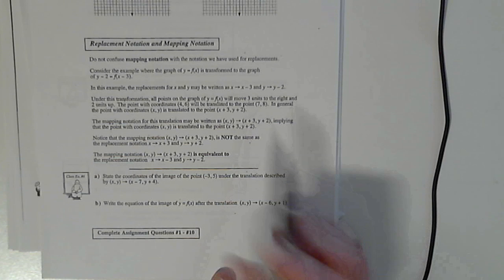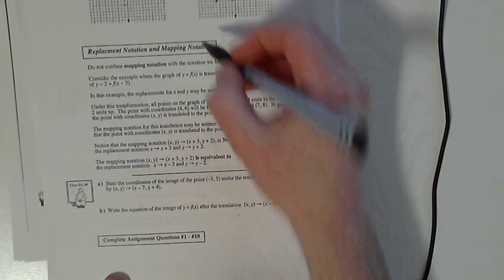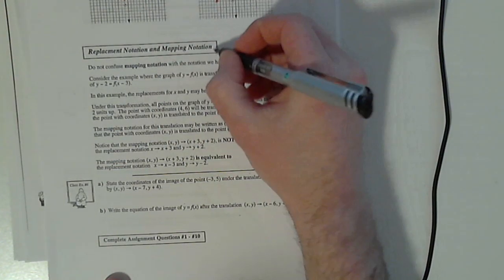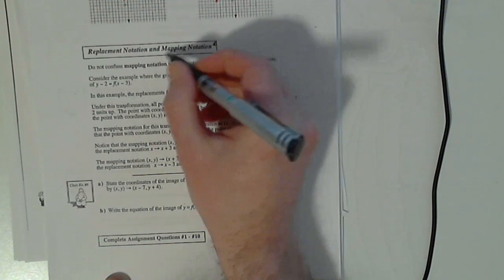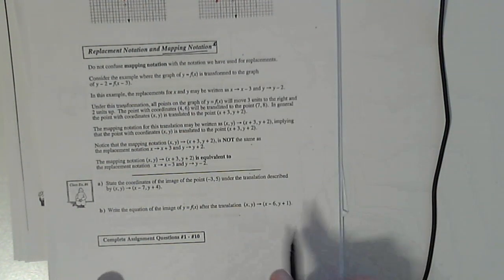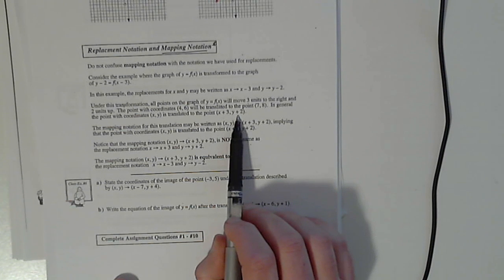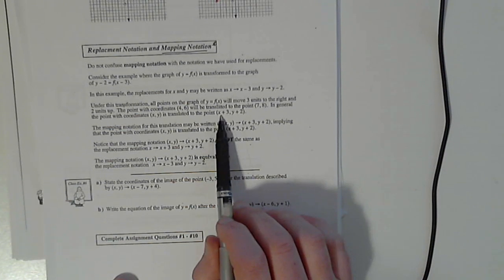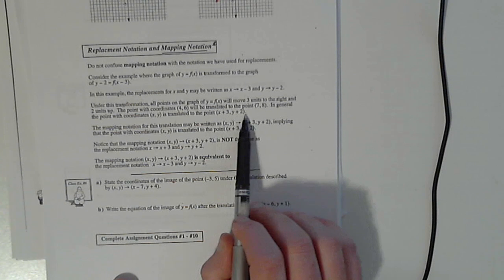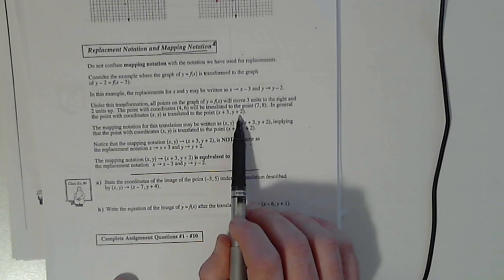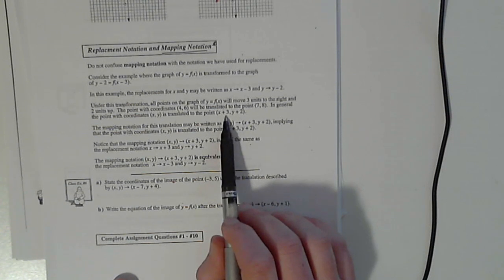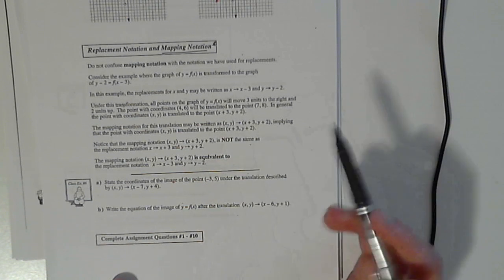So in general, this is our new one. This is mapping notation now. If you wanted to do it with mapping notation, which means writing every coordinate with how they change, it's actually going to be x plus 3, y plus 2. So every single point will be added 3 on the x and added 2 on the y.